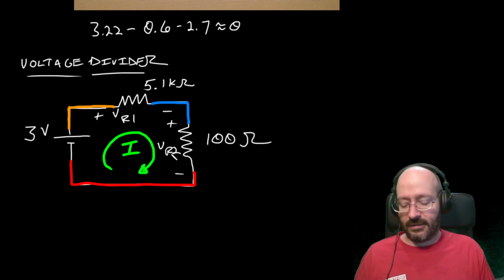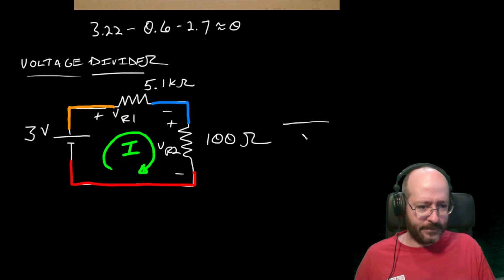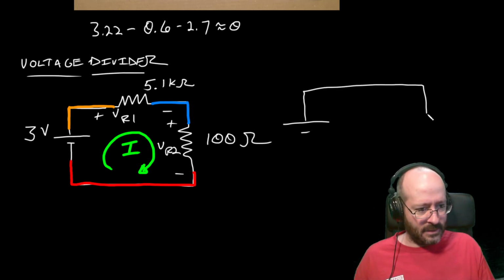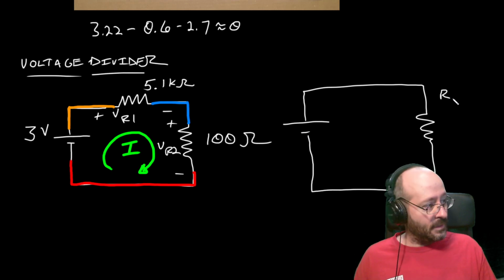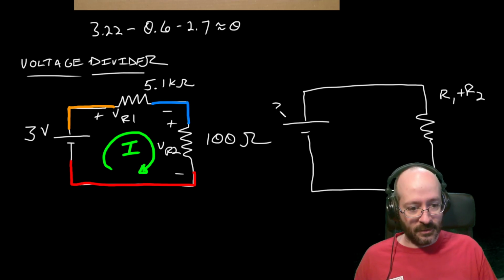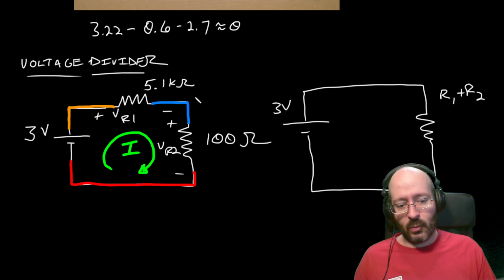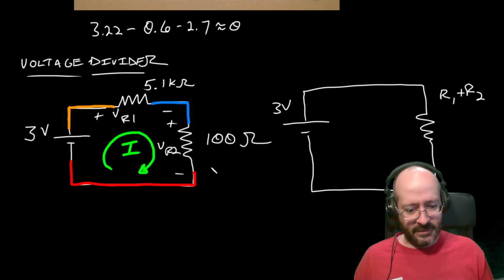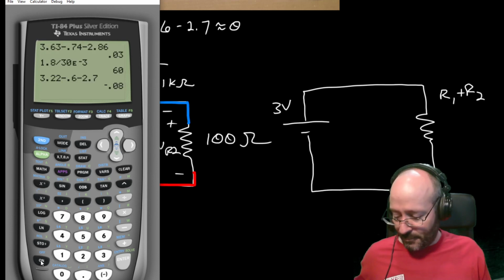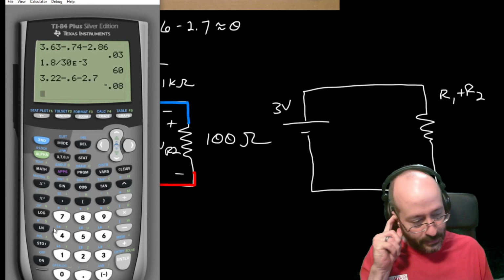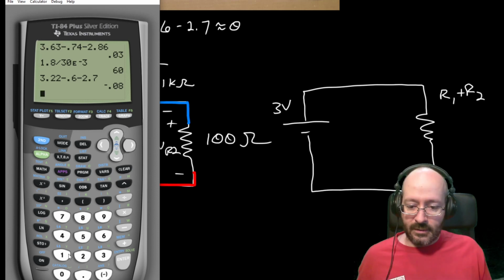So I can redraw this circuit this way. And since they're in series, we can say it's R1 plus R2. This is still 3 volts, and 5.1K plus 100. Maybe I'm willing to bet most of you can do that in your head, but I really do like using the exponents when I'm using the calculator, so I don't screw it up.